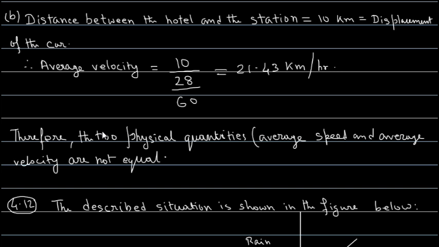Next part of the solution is the distance between the hotel and station. The actual distance is 10 km, which is equal to the displacement of the car. Average velocity is equal to displacement upon time taken. That is equal to 10 upon 28 upon 60, which is equal to 21.43 km per hour. Therefore, the two physical quantities, average speed and average velocity, are not equal.